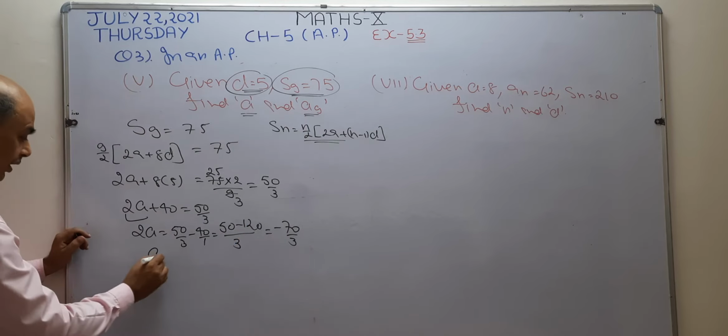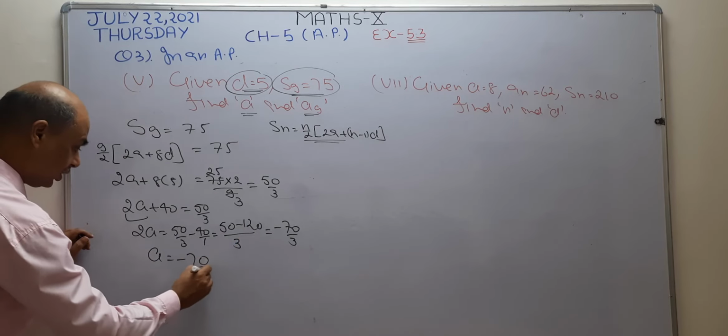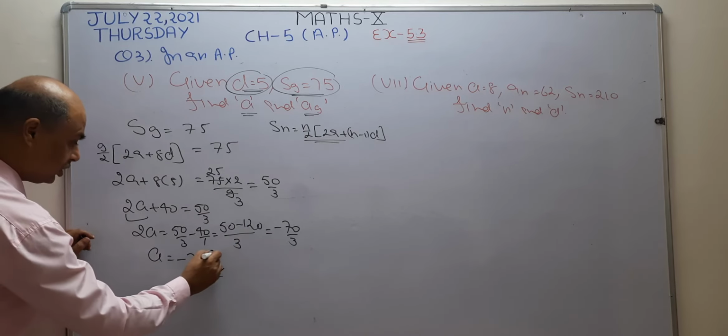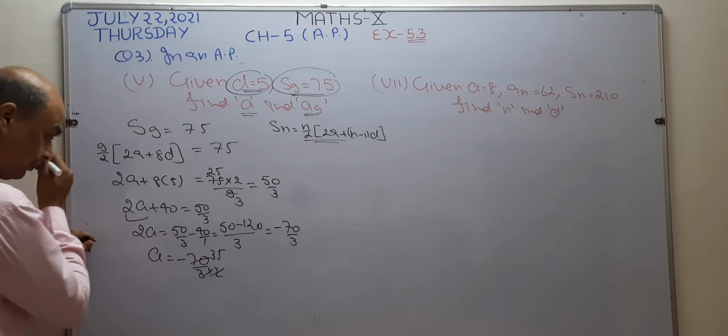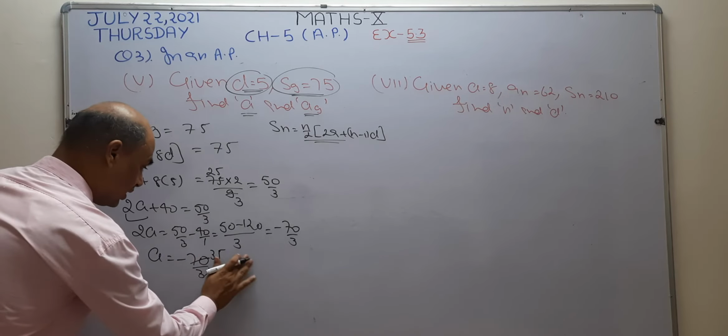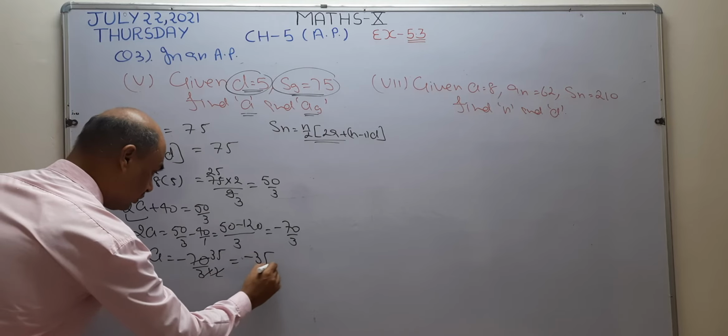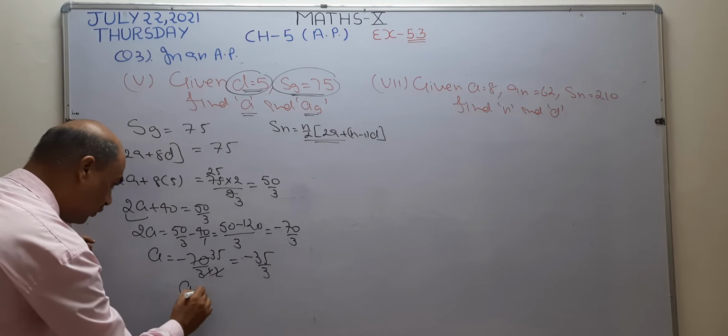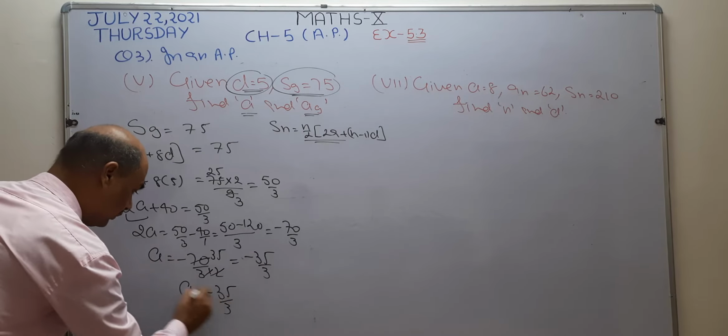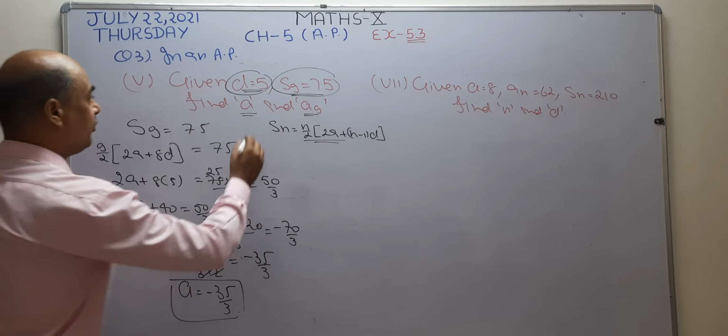So the value of a becomes minus 70 by 3 upon 2. So 2 3s are 6, 2 5s are 10, 2 7s are 14. So this becomes minus 35 by 3. So the first term of the AP becomes minus 35 by 3. Okay, this is the first answer.